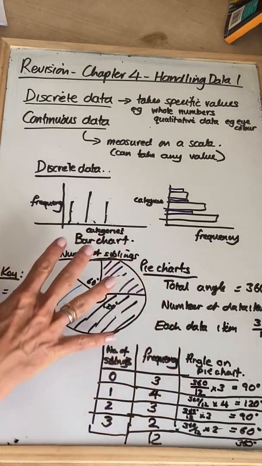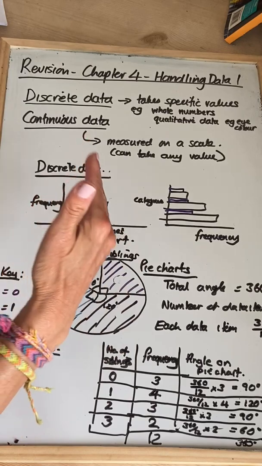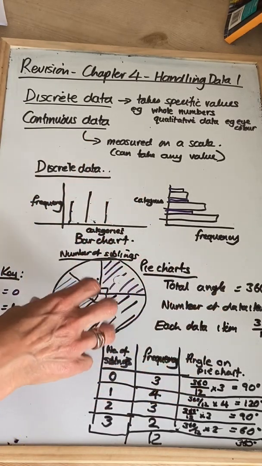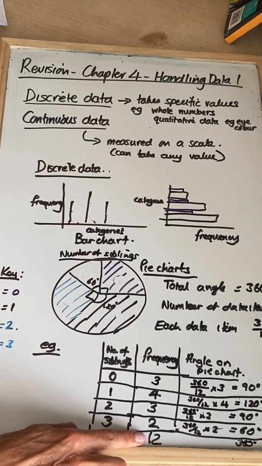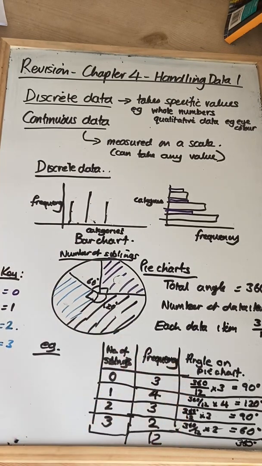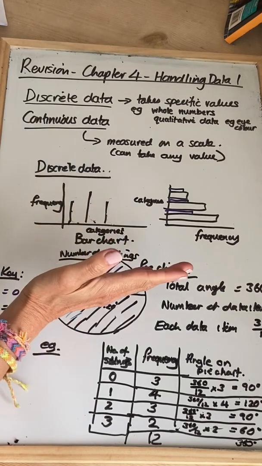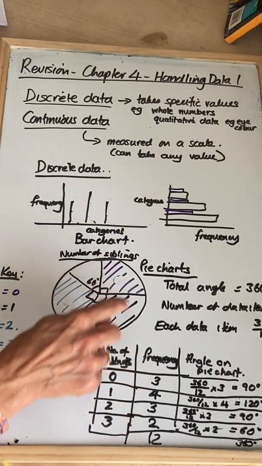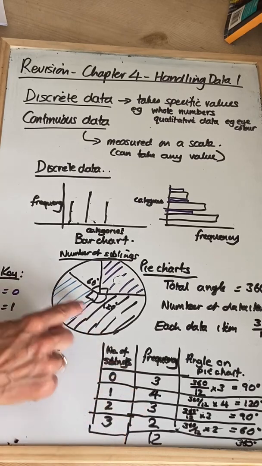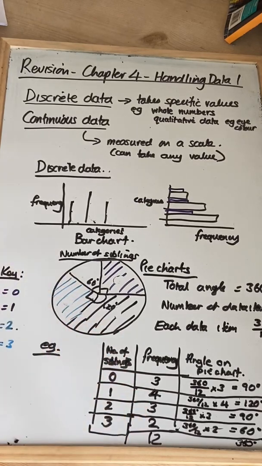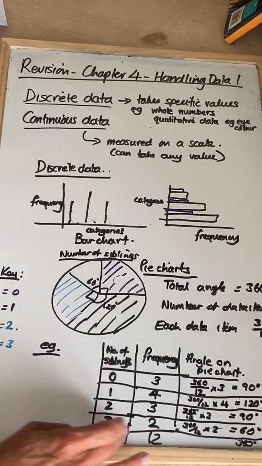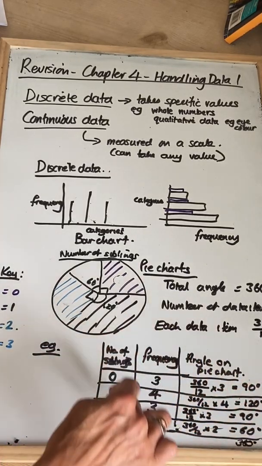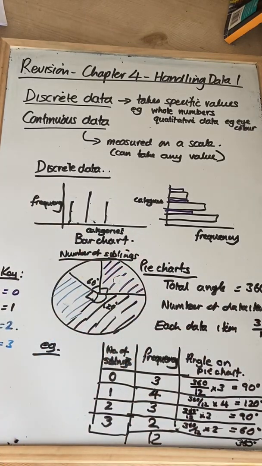Okay, so the idea of splitting your 360 degrees into a certain angle per person or per data item. In this case, we had 12 data items, so everybody had 360 divided by 12, which is 30 degrees each. And then 30 times 3 is my 90, 30 times 4 is my 120, 30 times 3 is 90 again, and 30 times 2 is 60. Okay, so pie charts, you do need to be able to draw them. You need to be able to show your workings on your frequency table for each of the angles, and you do need to be able to draw your angles correctly using a protractor.